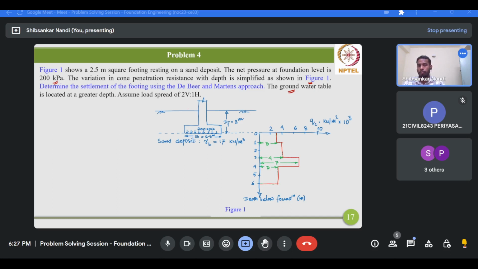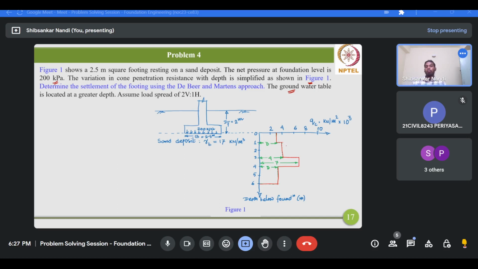for calculating this elastic settlement. Though it's not mentioned whether it's elastic or consolidation, it's very obvious that for a sand deposit, the total settlement will be solely contributed by the elastic settlement. There is no scope for consolidation settlement.